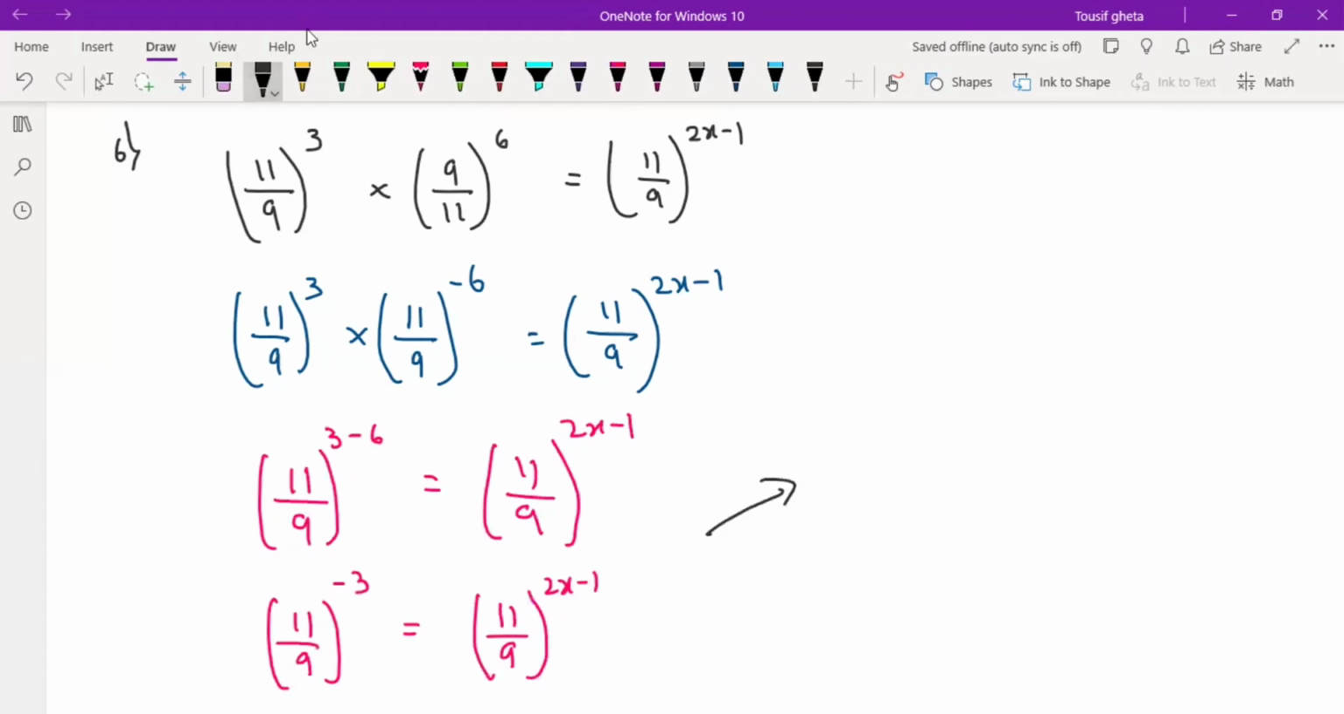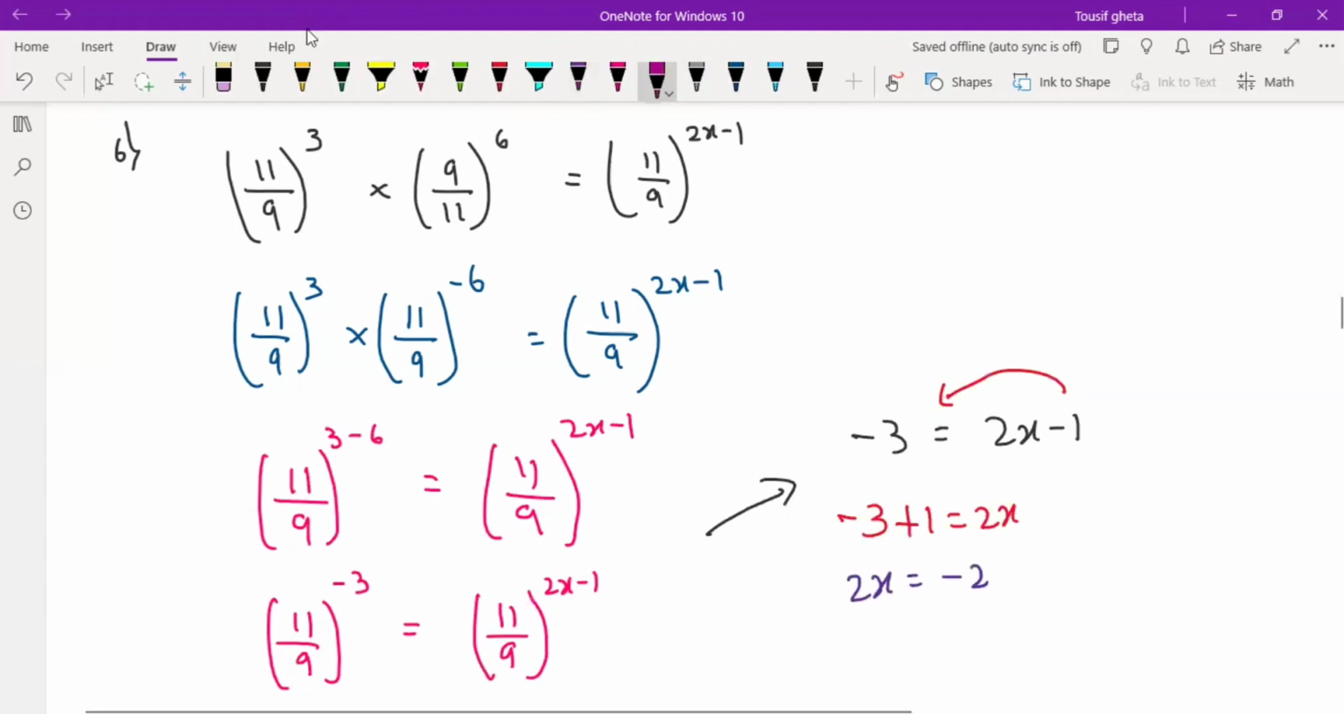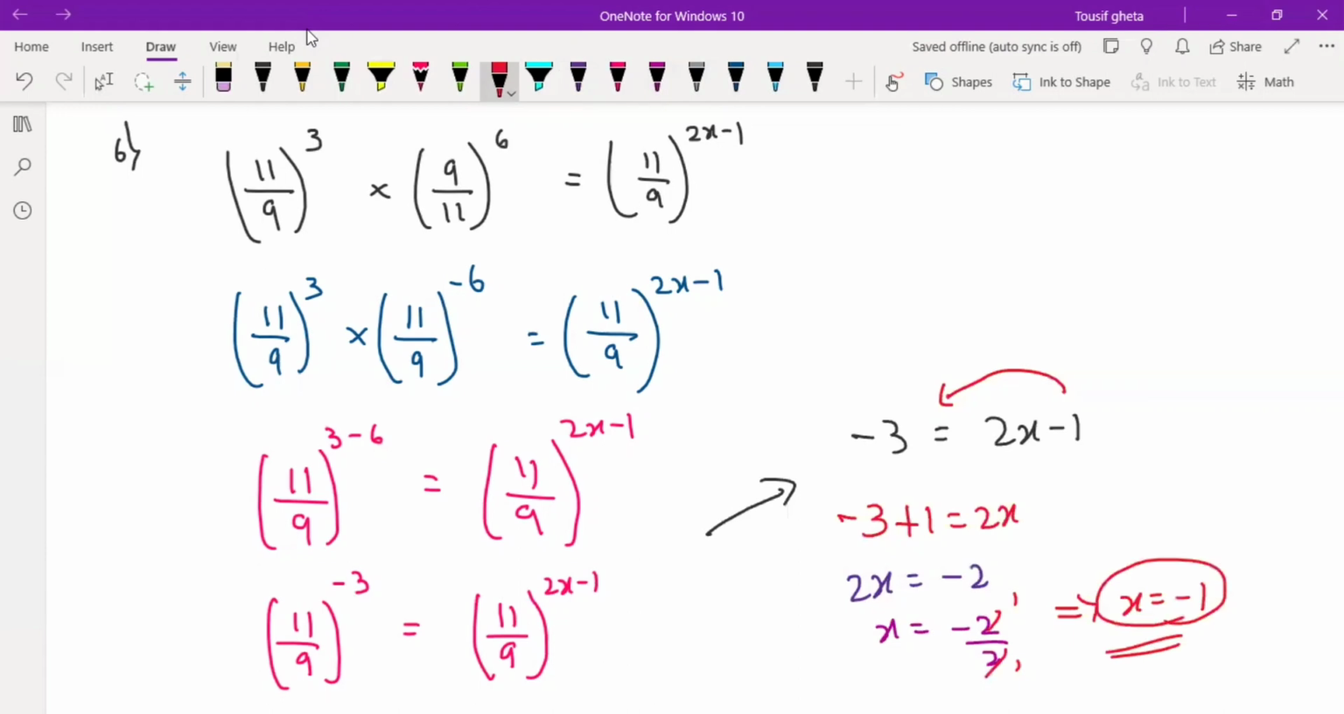We're going to solve it over here. The base is similar, so just compare the powers: minus 3 is equal to 2x minus 1. Minus 1, let us transpose, that becomes plus 1: minus 3 plus 1 is equal to 2x. So 2x is equal to minus 2, x is equal to minus 2 by 2, do the cancellation, and we get the final value as x is equal to minus 1. That is the final solution for the sixth one.